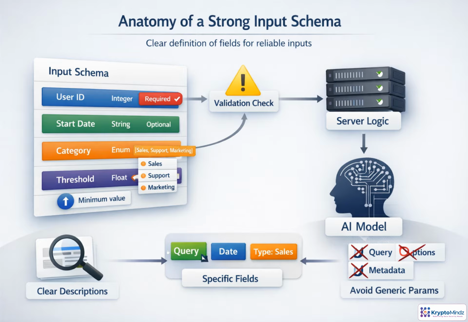For inputs, the contract becomes concrete field by field. Each field needs a specific name, a type, and a description that explains how to use it. Required should mean truly required. The tool cannot run safely without that value. Constraints, like allowed categories or minimum numbers, help catch bad calls before they reach business logic. Avoid vague catch-all parameters like query or metadata. Specific fields give the AI better guidance and make server-side validation predictable.